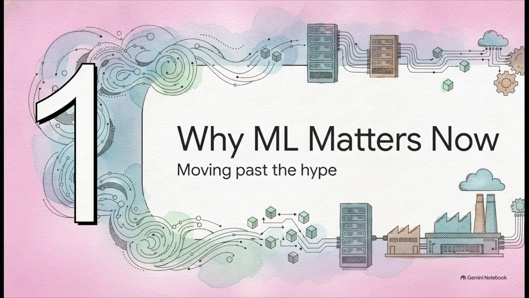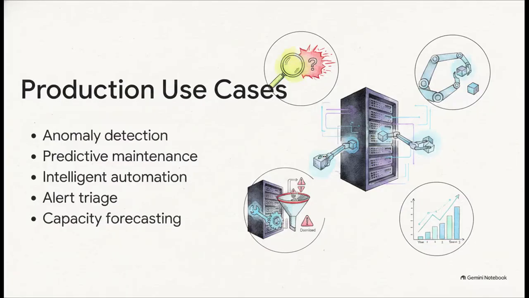Section 1, why ML matters now. We are officially leaving the theoretical fluff behind and looking straight at real production environments. We are talking about the real deal here. Anomaly detection, predictive maintenance, intelligent automation, alert triage, and capacity forecasting. The absolutely crucial takeaway is that these capabilities aren't just sitting on some vendor's someday roadmap. No, they are live, working in production environments right this second. And by the time we finish this whole tutorial series, you're going to know exactly how to design, train, and deploy these models right into your daily IT workflows.